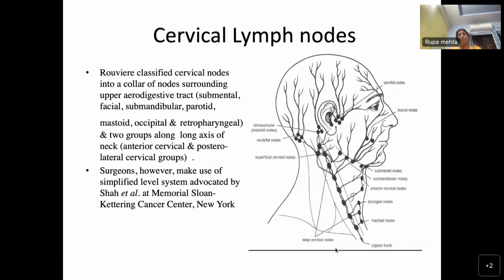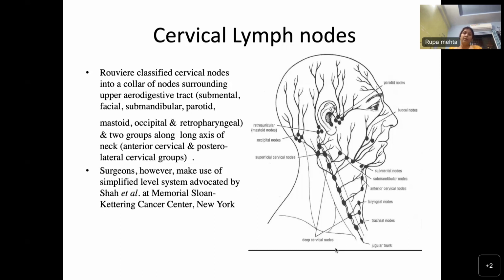Now, coming to cervical lymph nodes. As we all know, with cervical lymph nodes we have a lot of pathology. These get enlarged due to multiple reasons, due to infective pathology and malignant pathology. Rouviere classified cervical nodes into a collar of nodes surrounding the upper aerodigestive tract and 2 groups along the long axis of the neck. The collar of nodes was submental, facial, submandibular, parotid, mastoid, occipital, and retropharyngeal. And along the long axis, you had anterior cervical and posterolateral cervical.